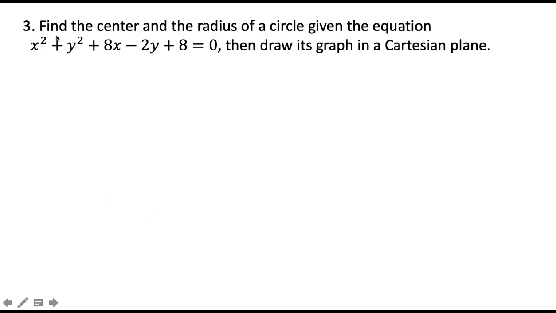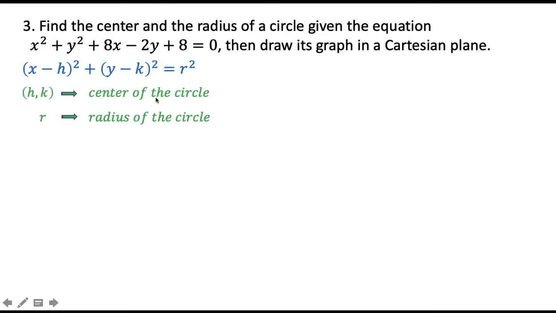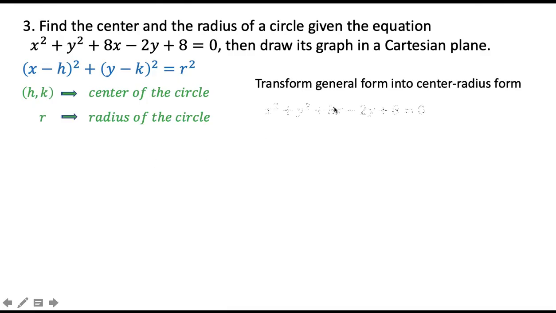In given number 3, find the center and the radius of a circle given the equation x² + y² + 8x − 2y + 8 = 0. Then draw its graph in a Cartesian plane. In this case, our given equation is in general form. So we're going to transform this into standard form. In order to do that, these are the steps.